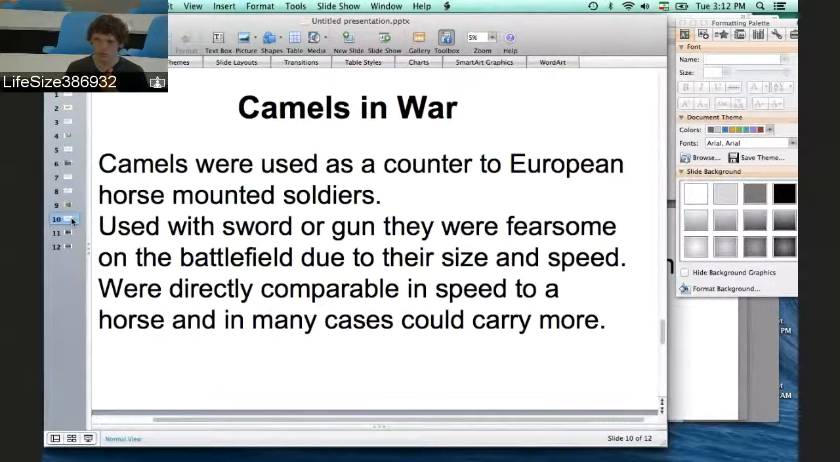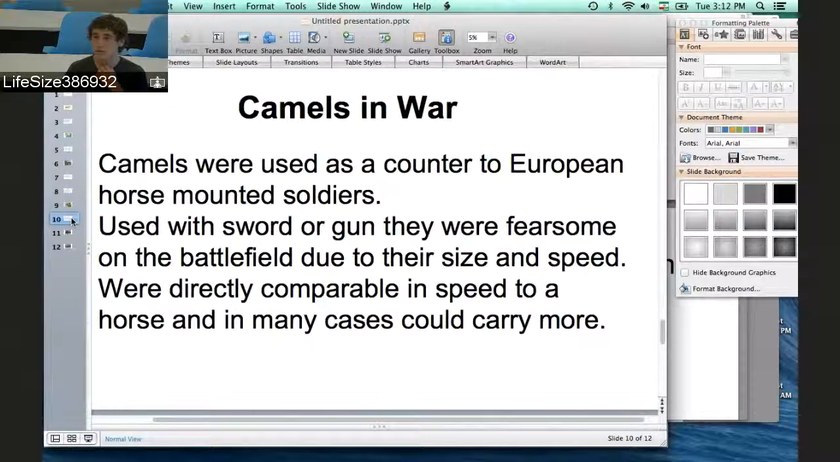They were used really throughout, right after they were domesticated and saddled, all the way through to the time of the British Empire. They were used with sword warfare, and then later with guns. There were actually cases where they were basically mounted with cannons.